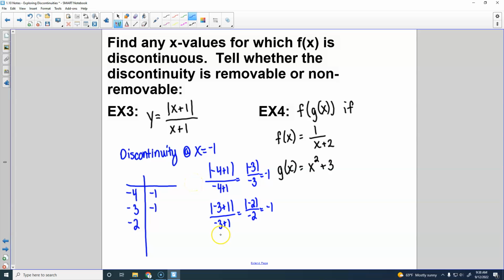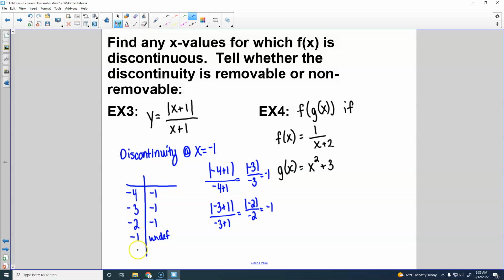Basically the same thing, right? I'll get 1 over -1. I get -1. If I get to -1, it's going to be undefined because of that 0 there. Even if I plug in decimals, like -1.5, the same thing's going to happen. I'll have positive 0.5 over -0.5. I'm getting -1 for every value all the way up until -1, right?